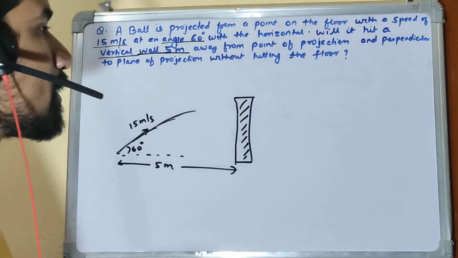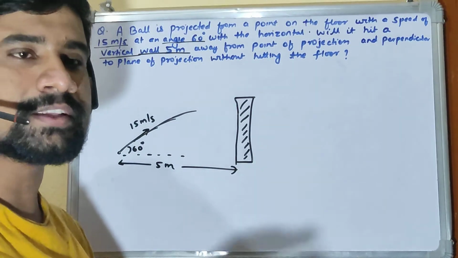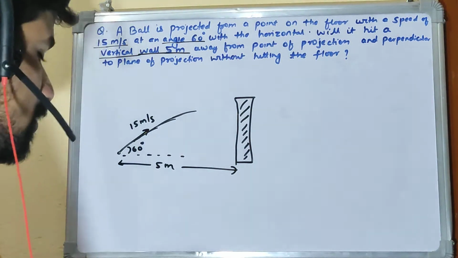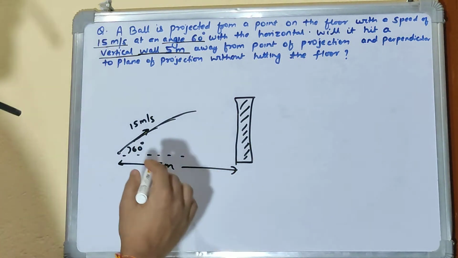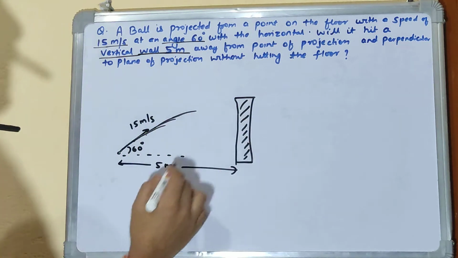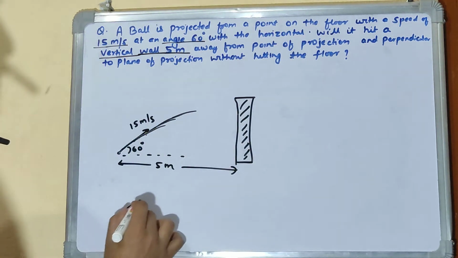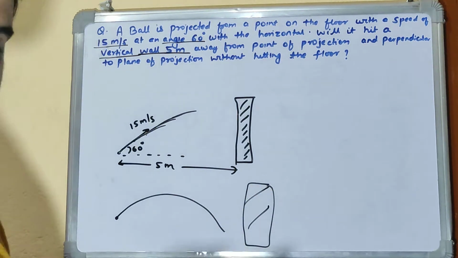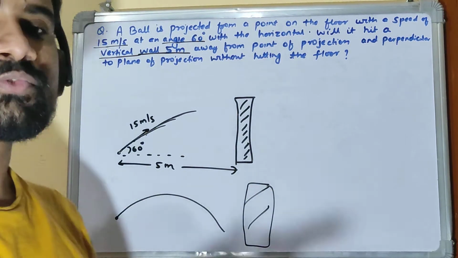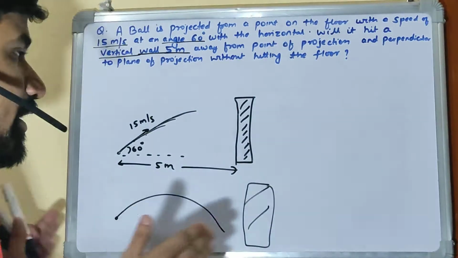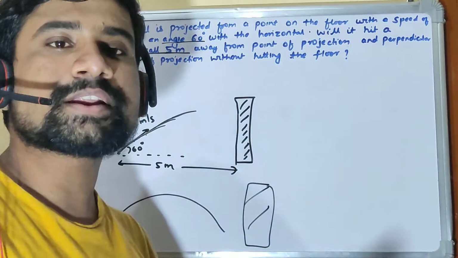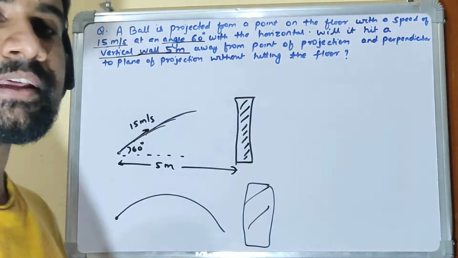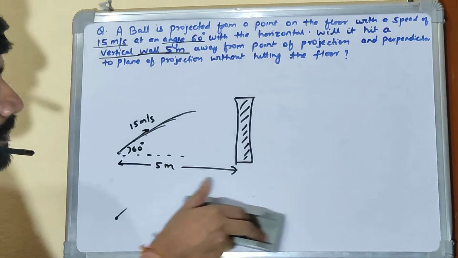So considering these two scenarios, we need to find whether this projectile will hit this wall or not. The projectile will go and hit this wall, or the projectile will fall somewhere before the wall, so it is not able to reach that particular distance. So these are the only two scenarios. We need to find what? We need to find the horizontal range. If we are able to find the horizontal range, we will be able to understand whether the projectile will hit the wall or not.